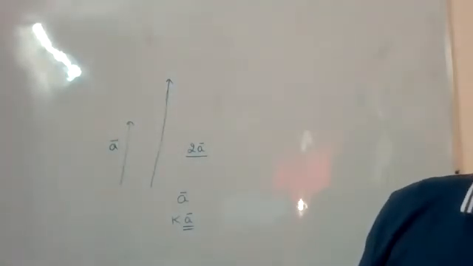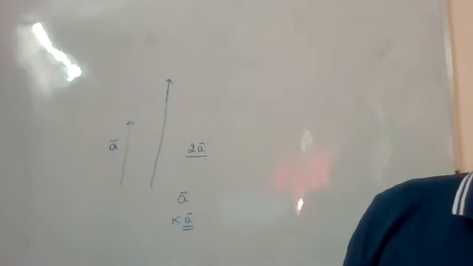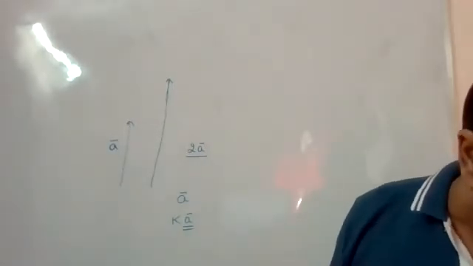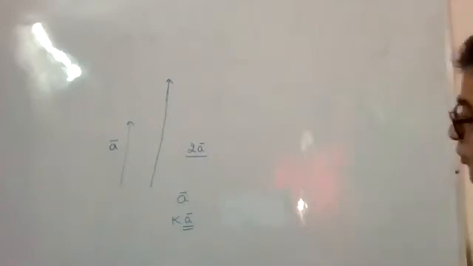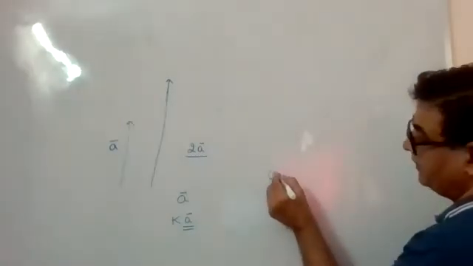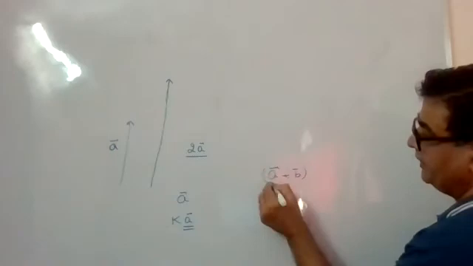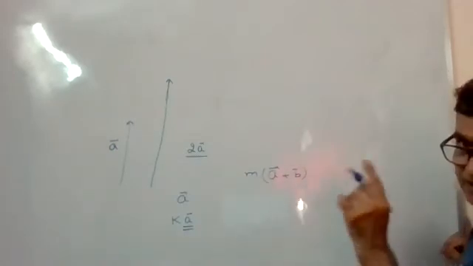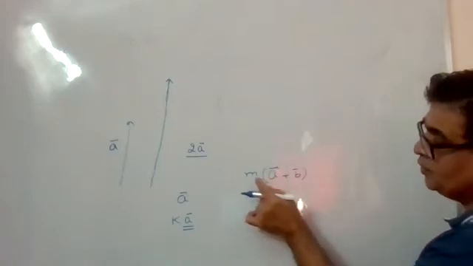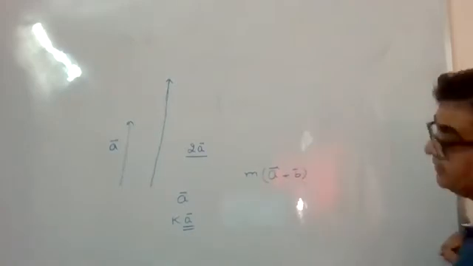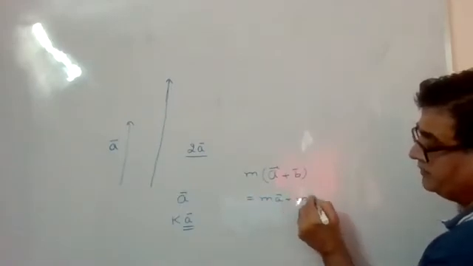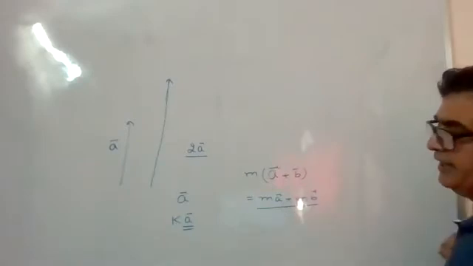Next one, write down. One more property you should write down. A plus B, by the way, if multiplied by M. A plus B is one vector, B is another vector. You are adding these two and multiplying by M. M is some scalar. So this also comes out to be MA vector plus MB vector. That you should keep in mind.